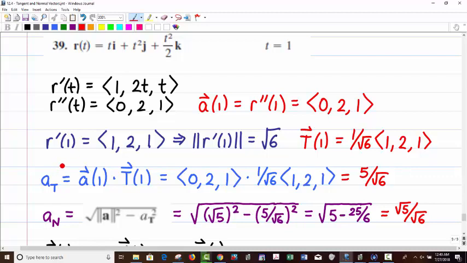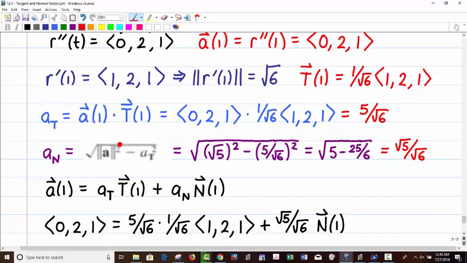So the formula for a sub T, well, there's more than one formula, but I like a dot t, especially since I've already found these two answers. A dot t. So once again, you can leave the scalar here and just dot these numbers. 0 times 1 is 0, 2 times 2 is 4, 1 times 1 is 1, 4 plus 1 is 5, so it's 5 over the square root of 6. So remember, a of 1 here is a vector, but a sub T at 1 is a scalar.